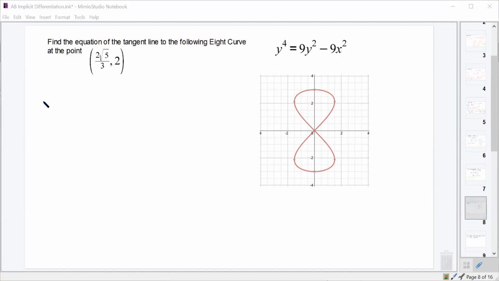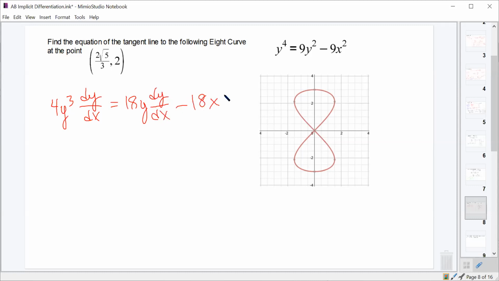Left-hand side should become what? 4y cubed dy dx. Good. And the right-hand side should become what? 18y dy dx minus 18x. Exactly. And then what should we do?